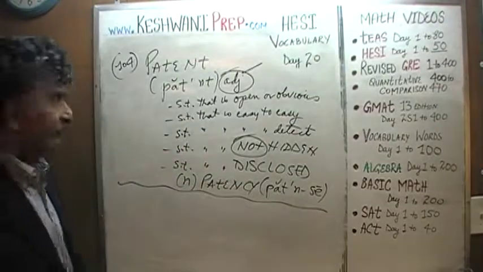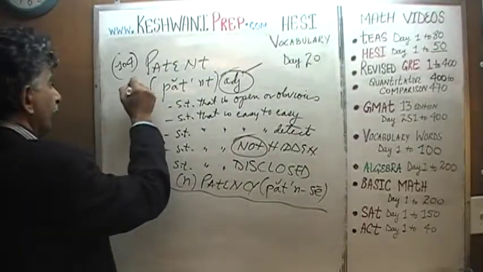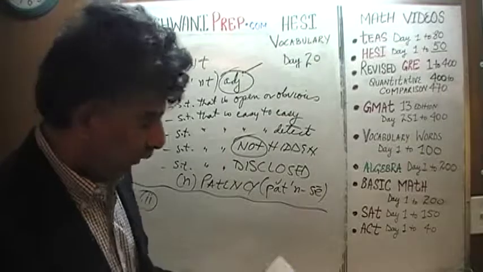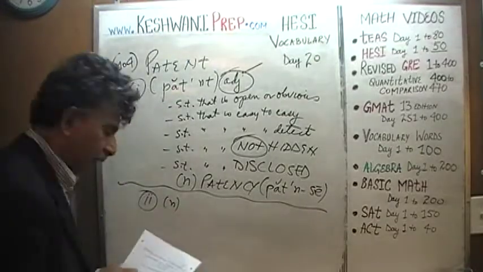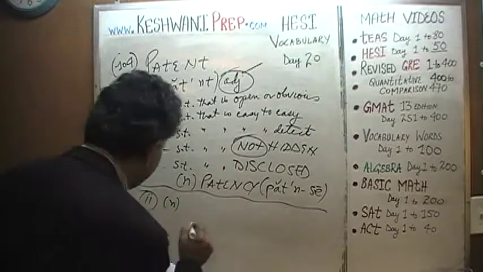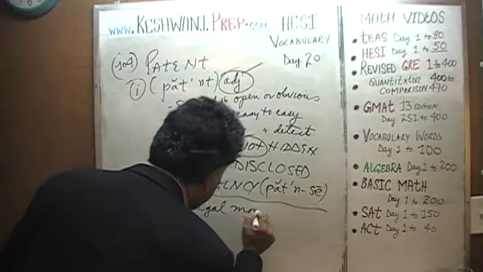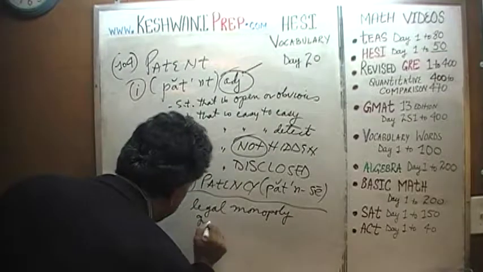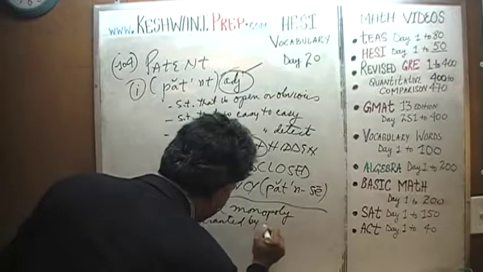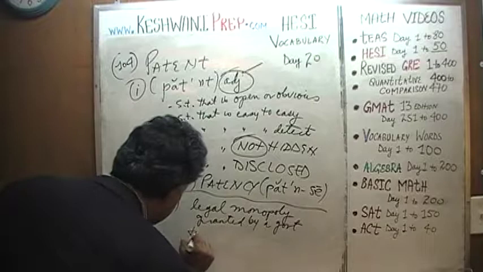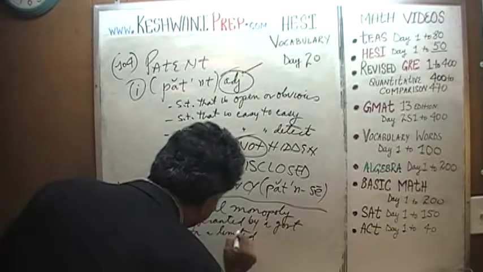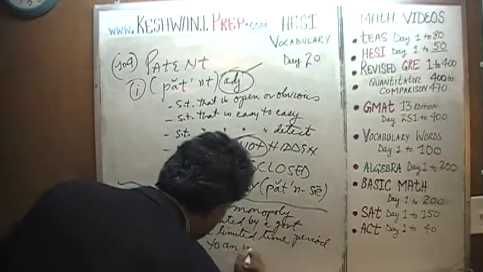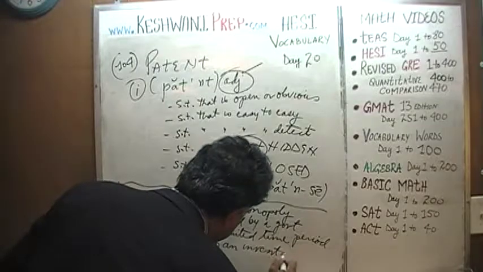But the word has another meaning. This is the first meaning, as an adjective. The second meaning of the word has to do with the noun form of the word. As a noun, of course, you know what a patent is. A patent is a legal monopoly granted by a government for a limited time period to an inventor.